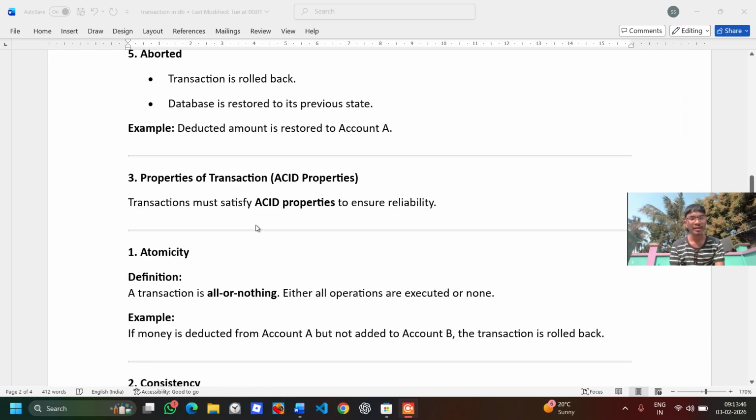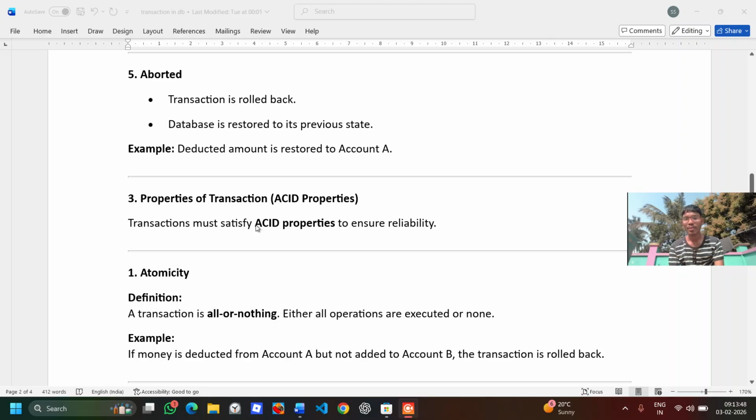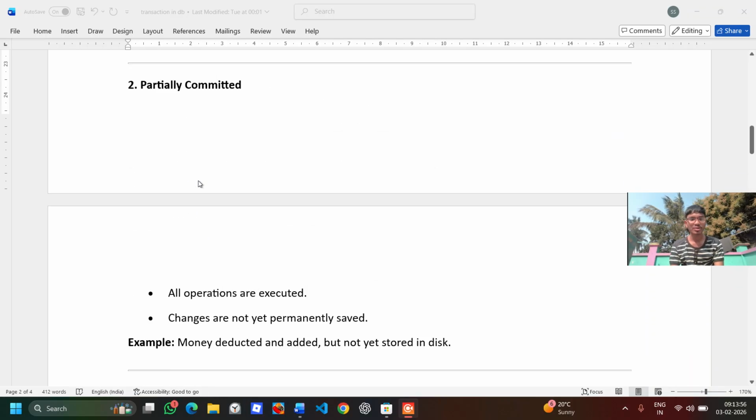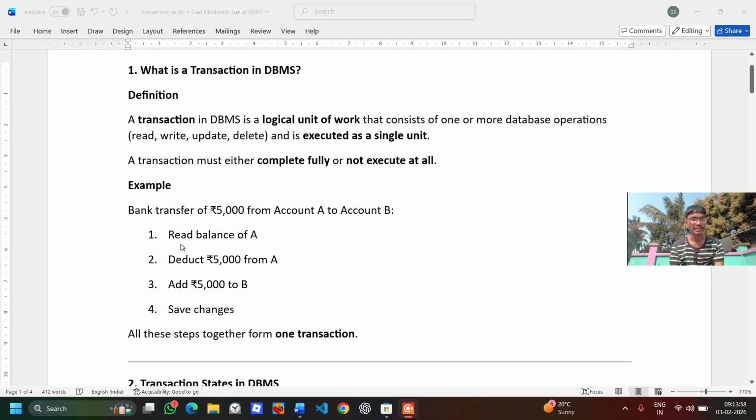Then the last state is the aborted state. The transaction is rolled back. What do you mean by rollback? Undoing the changes. Suppose you have gone through all these states and you are going to save the changes. If the changes are not being saved, then all the steps must be undone.